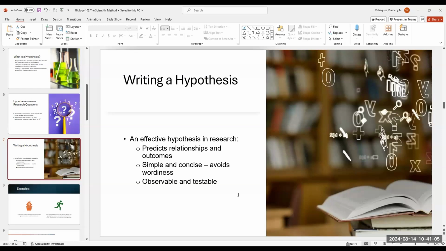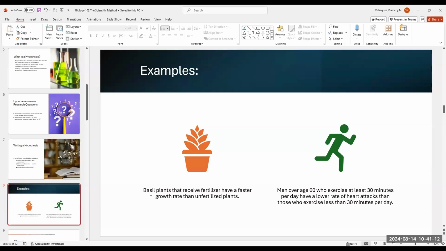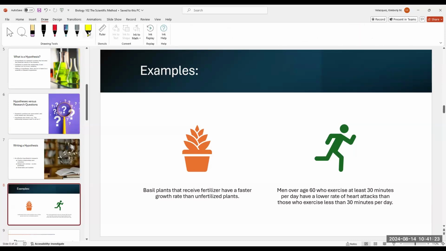It has to be something that's testable, and it has to predict the relationship and the outcome. So for example, these would be two hypotheses in science. Basal plants that receive fertilizer have faster growth rates than unfertilized plants. So it's looking at the relationship between fertilizer and growth rate, and it's specifically in basal plants. And it's predicting the results.